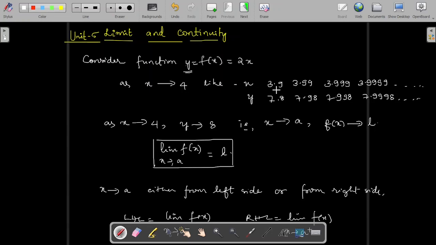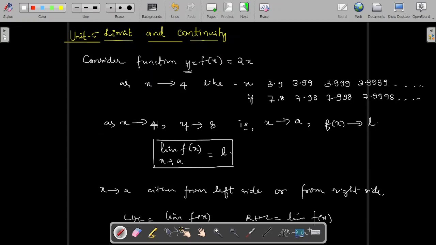Some values I will give: x as 3.9, then the y value is 3.9 into 2, 7.8. When x is 3.99, y is 7.98. When x is 3.999, y is 7.998, and this continues. That means you can observe here, when there is a change in x, there is a corresponding change in y also. As x approaches 4, y also approaches a new value: 7.8, 7.98, 7.998. That means it is approaching 8.